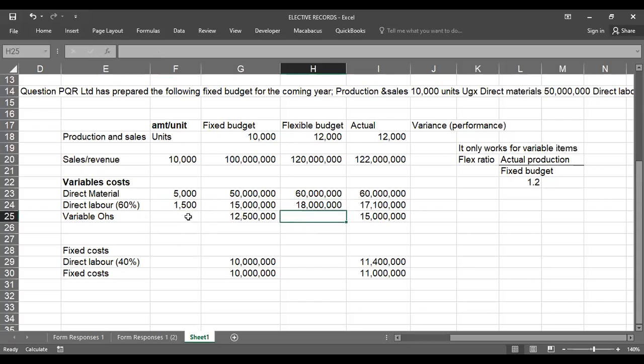Okay, we continue. Variable overheads. Same thing. We're saying that if you use the ratio, it's going to be the 1.2, which is the same as 12 divided by 10. In other words, 12,000 units divided by 10,000 units gives you 1.2. That's the ratio. And then you multiply it by the total variable cost, which is 12,500. That's what you'll get.